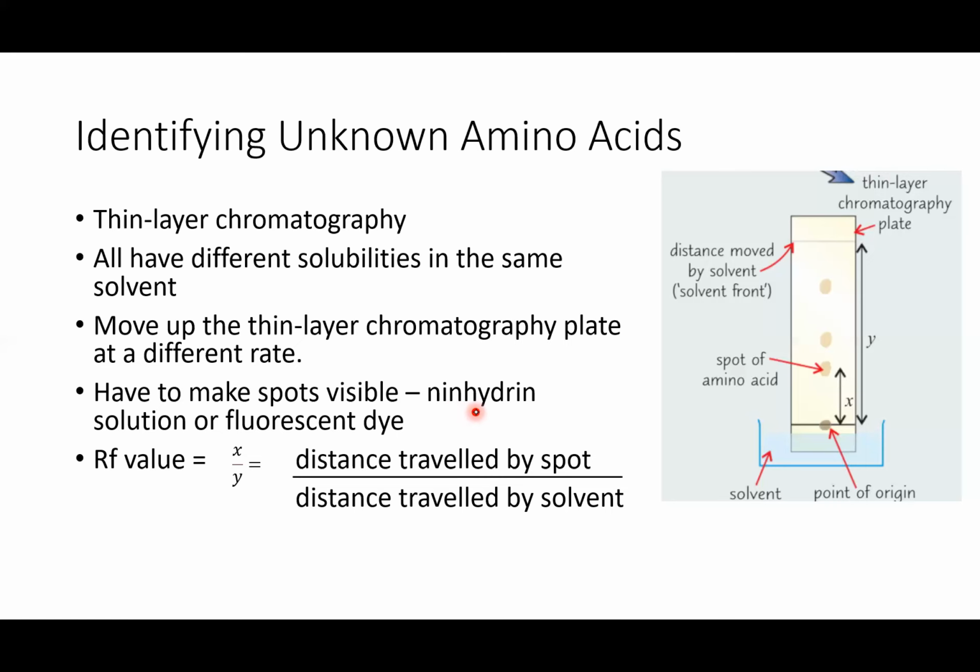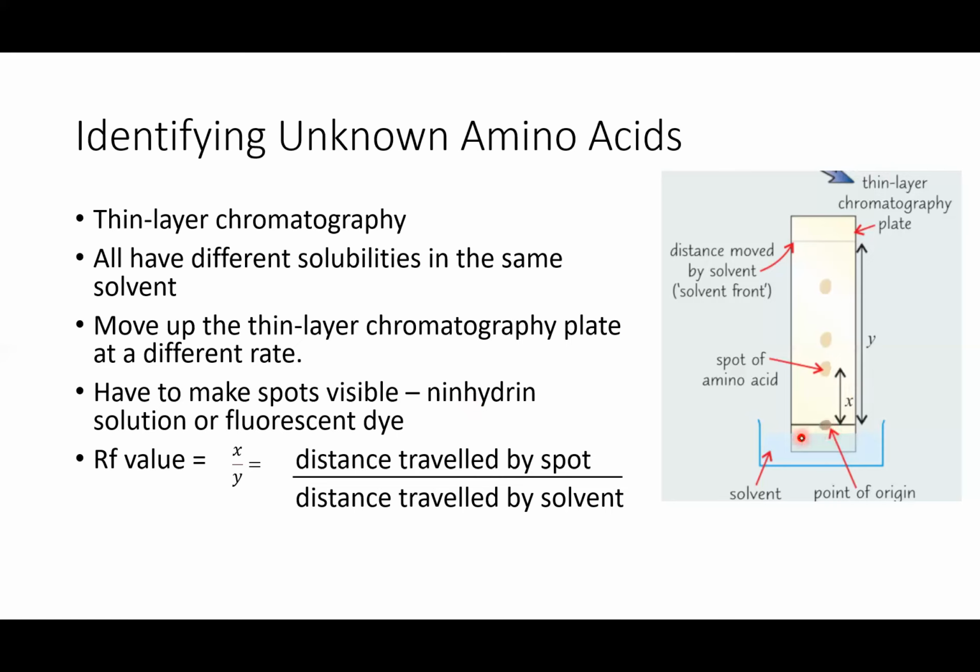And then what we finally do is we work out the RF value of each amino acid using this formula given. So we use RF equals X over Y, which is our distance travelled by our spot divided by the distance travelled by the solvent. We measure the distance from the point of origin to the middle of the spot when we're working out our RF values. So the middle of this spot to the middle of our point of origin.